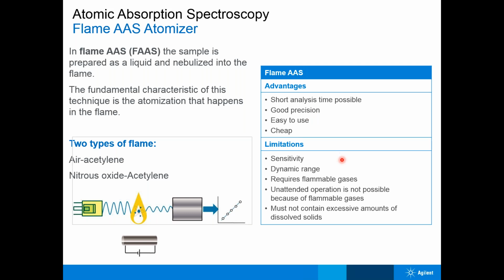Talking about the limitations, AAS is not a sensitive technique. If you are looking for elements at the lower ppt level or the lower ppb level, it is not possible to quantify them using flame AAS. And the biggest limitation is the use of flammable gases. As I mentioned, we are using the acetylene flame, which is a flammable gas, so unattended operation of the AAS is not recommended anywhere. This is the biggest limitation of the AAS.